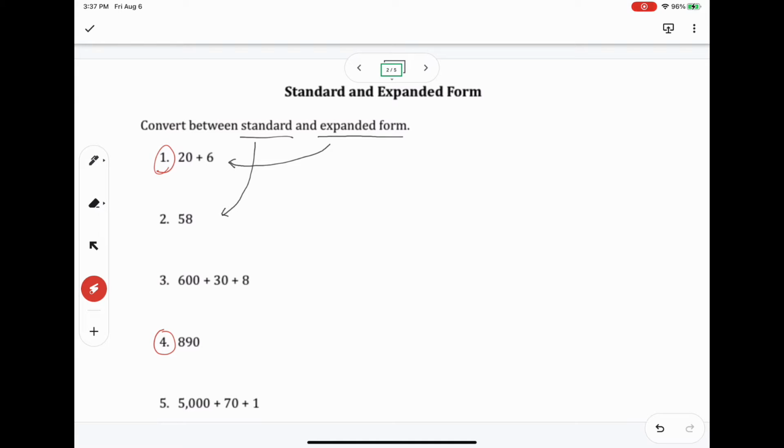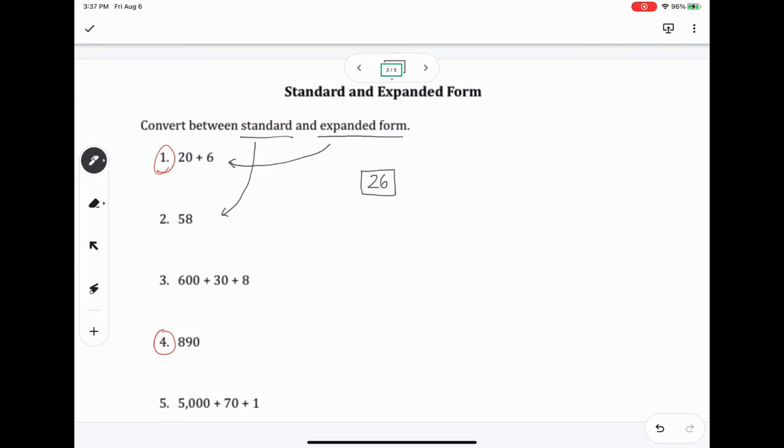And as I said, number 1 is an expanded form, so we're going to convert that into standard form. Now 20 plus 6, we know that as 26. So this is your standard form of 20 plus 6. Simple enough. And number 4 is going to be just as simple.